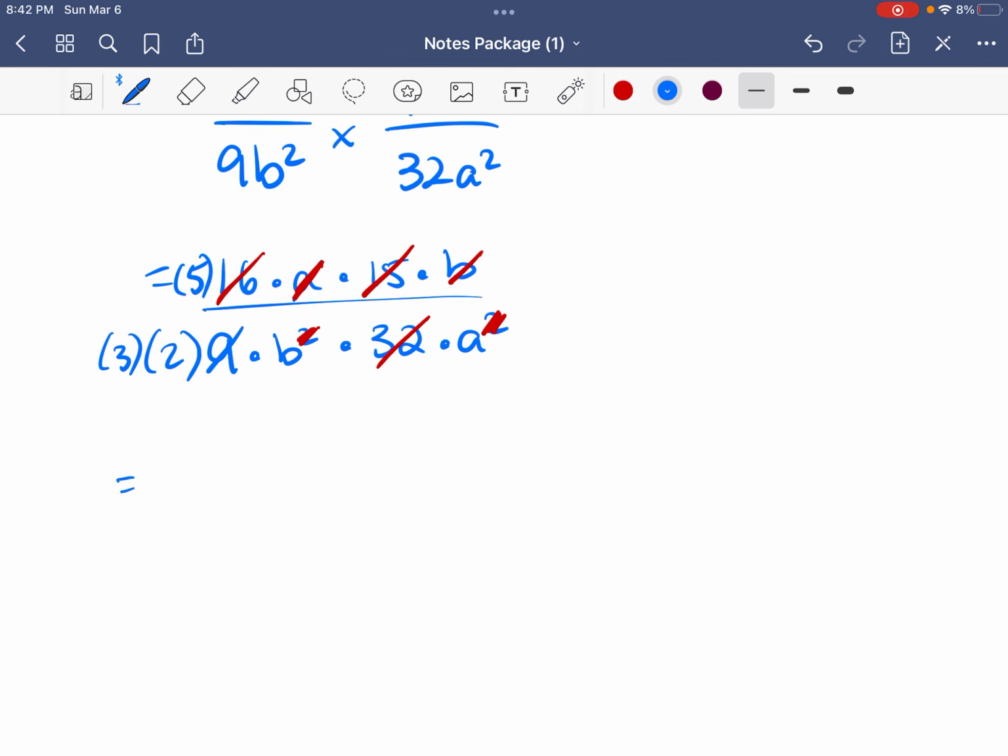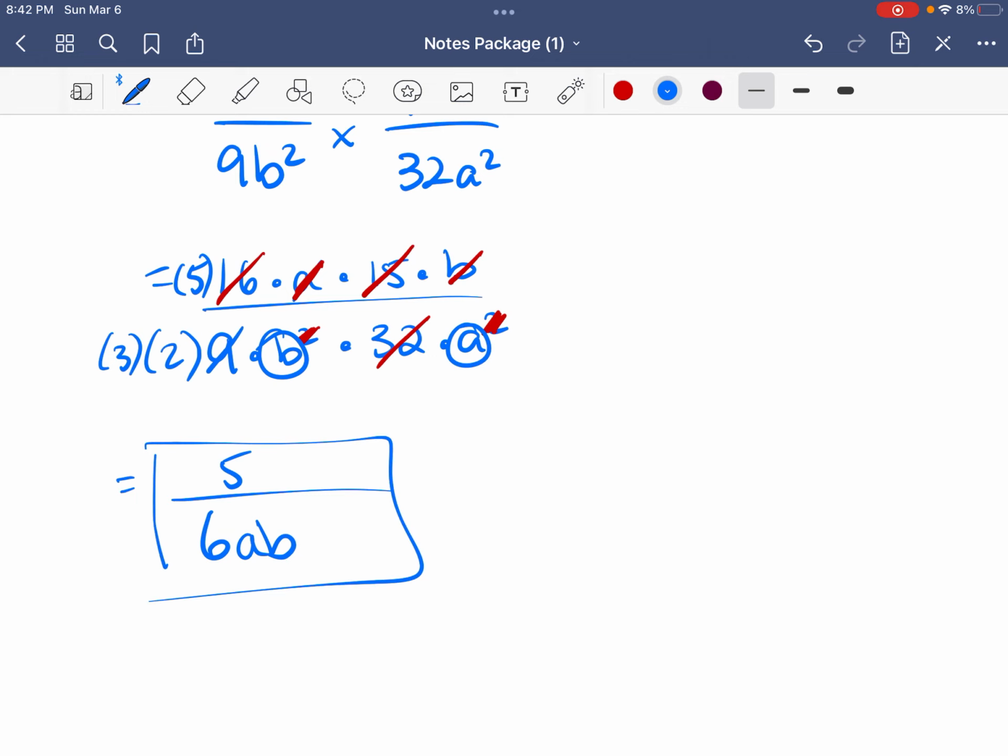Now, if that's a little confusing, I'll do it another way in a second here. So we're left with 5 in the numerator. We're left with 6 in the denominator. We also have an a and we also have a b. So 6a, there we go. And that's our simplified expression.